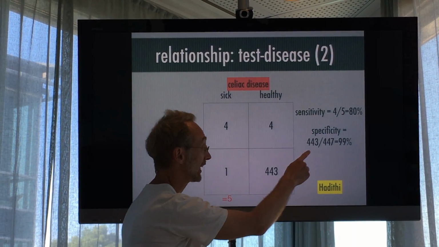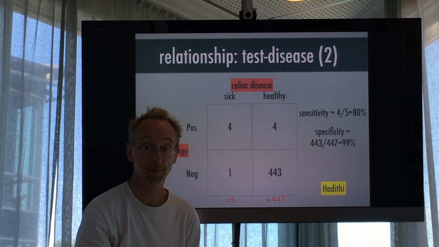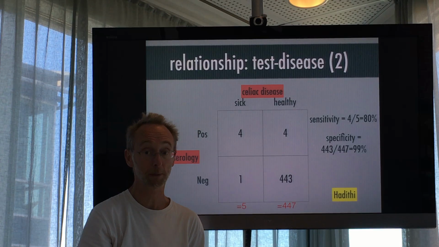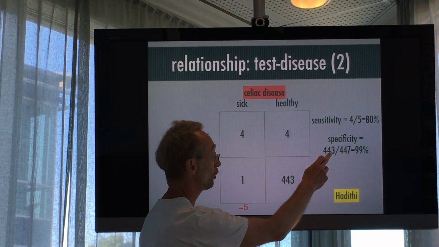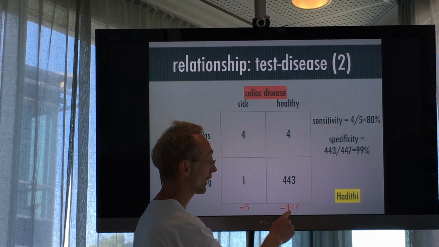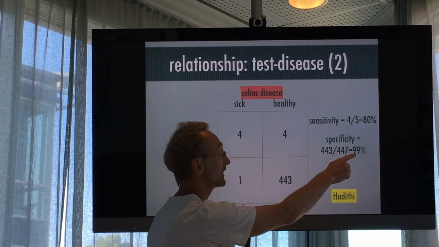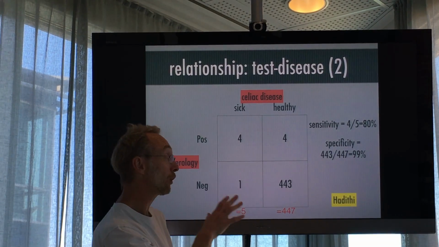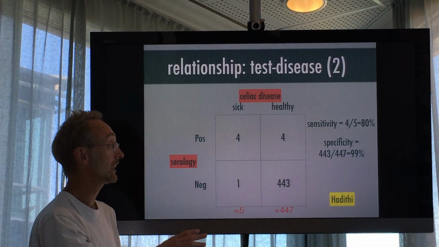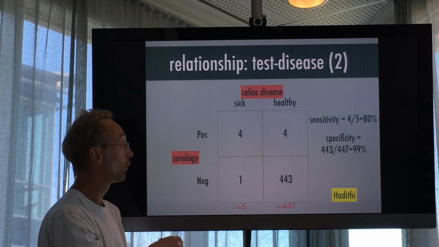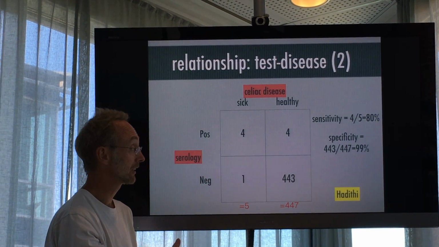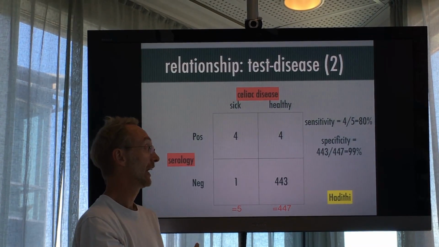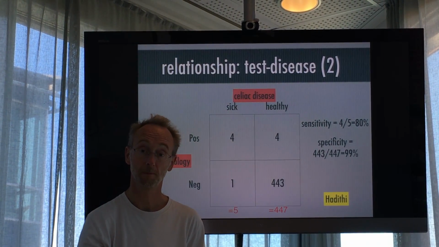The specificity is the proportion of healthy people having a negative result. That is 443 out of 447, the sum here. That is 99%. So these values are quite good. You have a sensitivity, the proportion of individuals with a disease who have a positive result. Specificity, the proportion of individuals who are healthy having a negative test result.